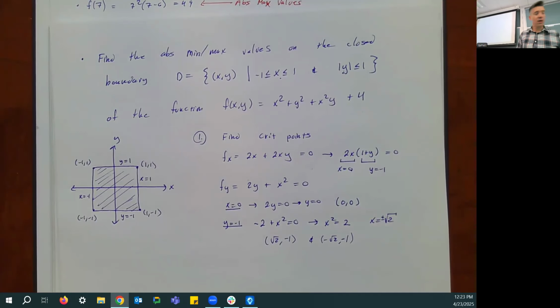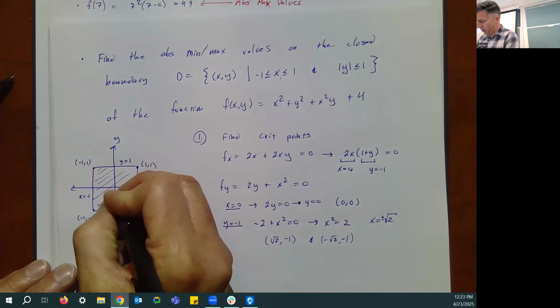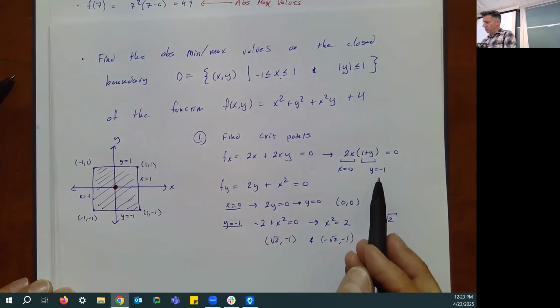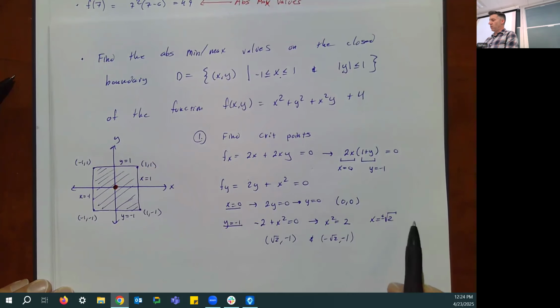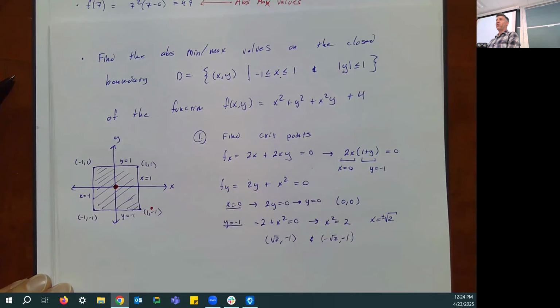So now we're going to do a couple things. First of all, I like to draw my critical points in my region. I find it helpful. So if I start drawing them, I've got (0, 0), which is right in the middle. And then I've got x is √2, which is bigger than 1. So one of my critical points is out here. It's still a critical point, but it's not one I care about in this problem.